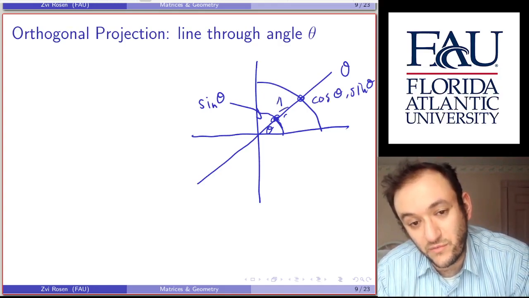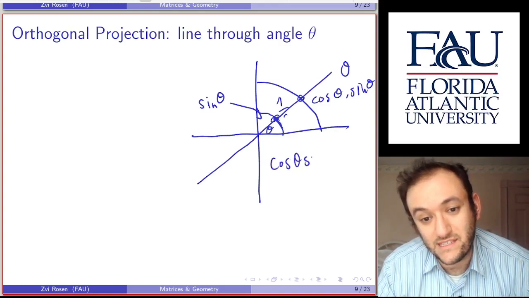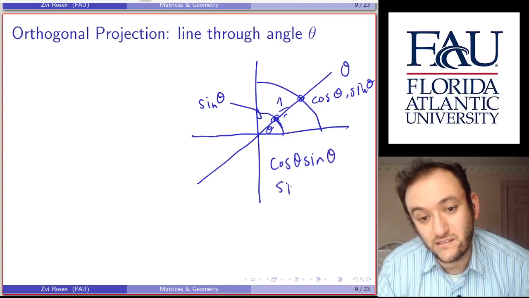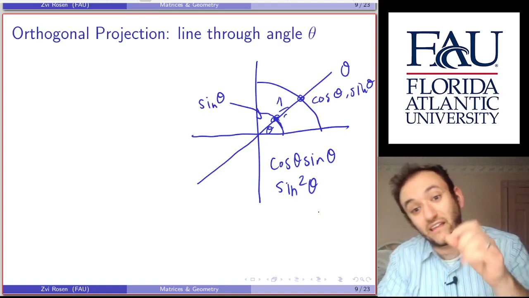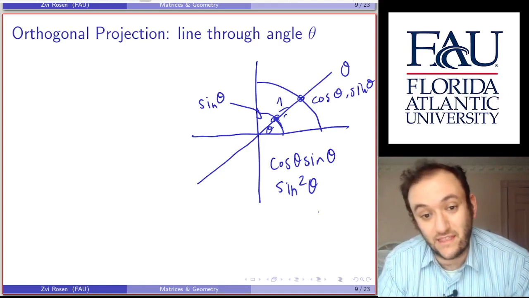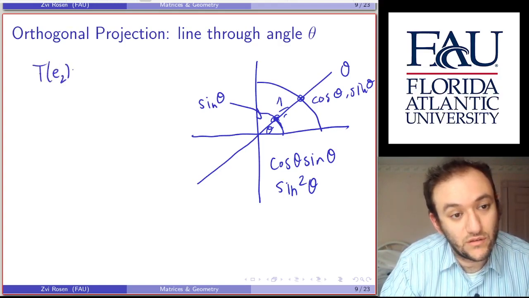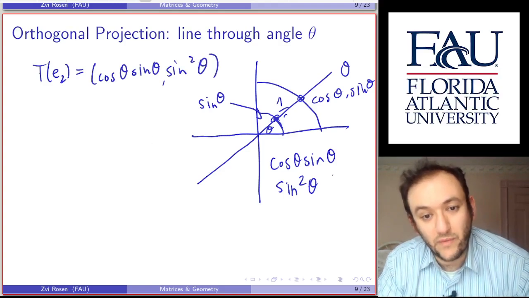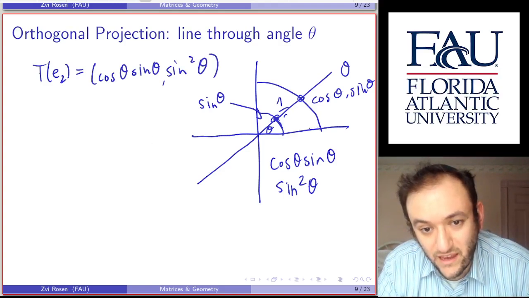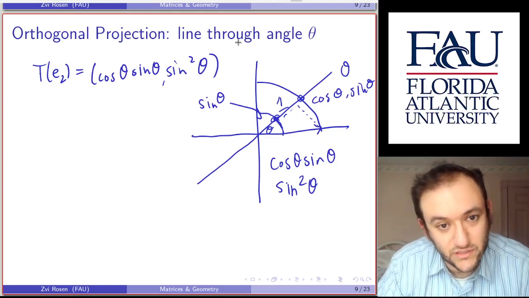So what that would mean for us is that this is going to be coordinates cosine theta, sine theta times sine theta, or just sine squared theta. Okay? Because you're scaling cosine theta, sine theta by sine theta. So the output here is T of E2 equals cosine theta sine theta, sine squared theta. Okay, how about T of E1? So the length there was cosine theta.